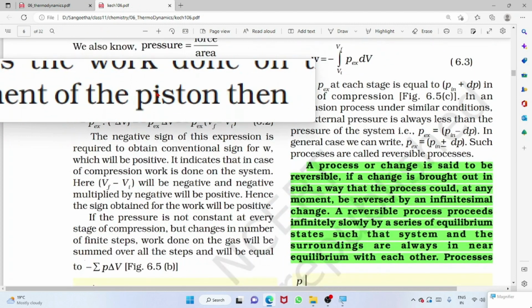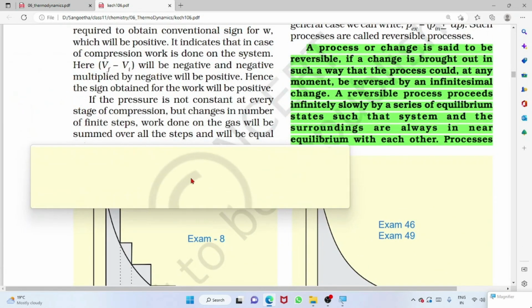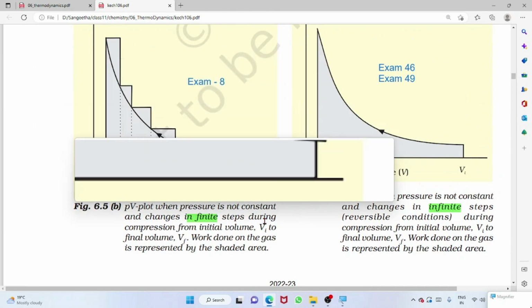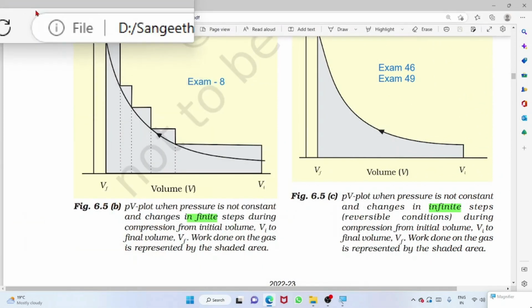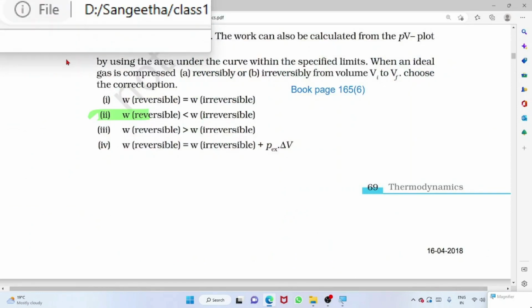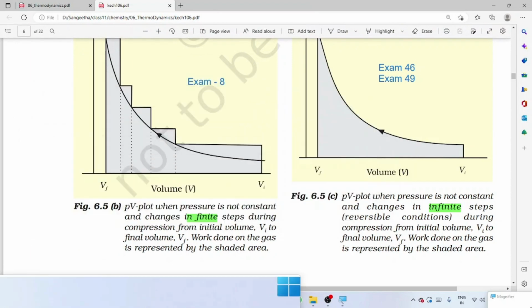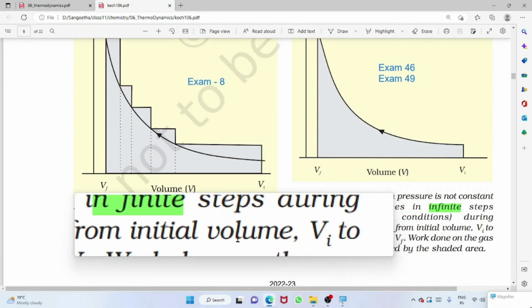Work done for a reversible process slowly. The work done for the irreversible is more than the work done for the reversible. So for 8, this is the irreversible and this is the reversible process.